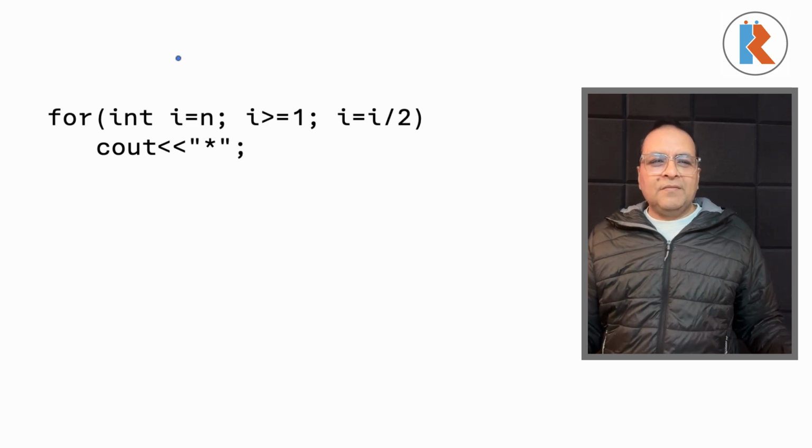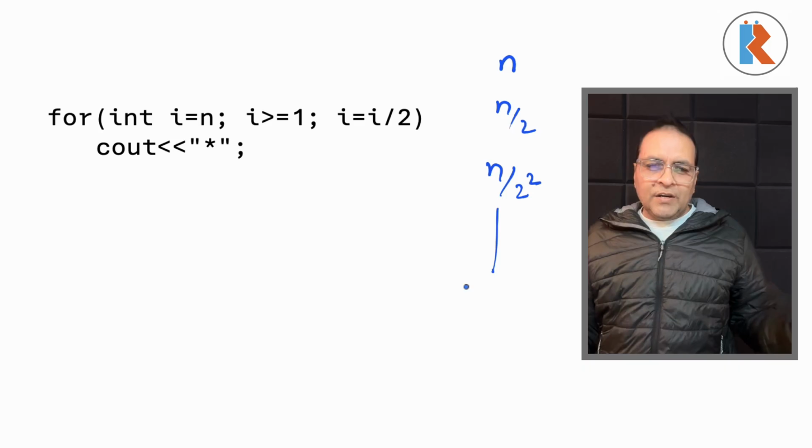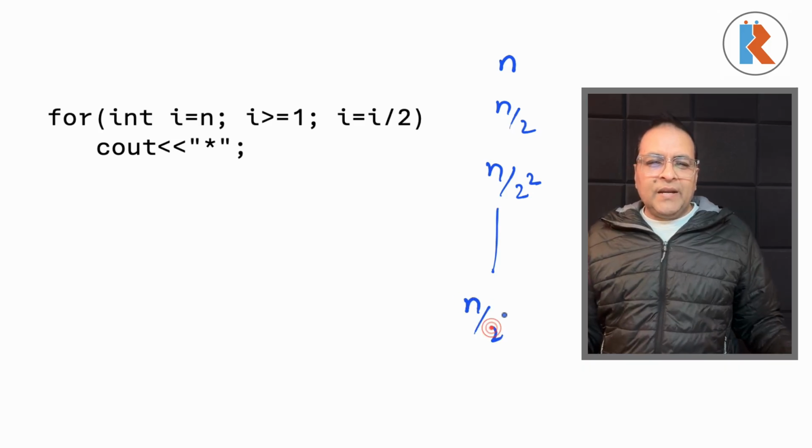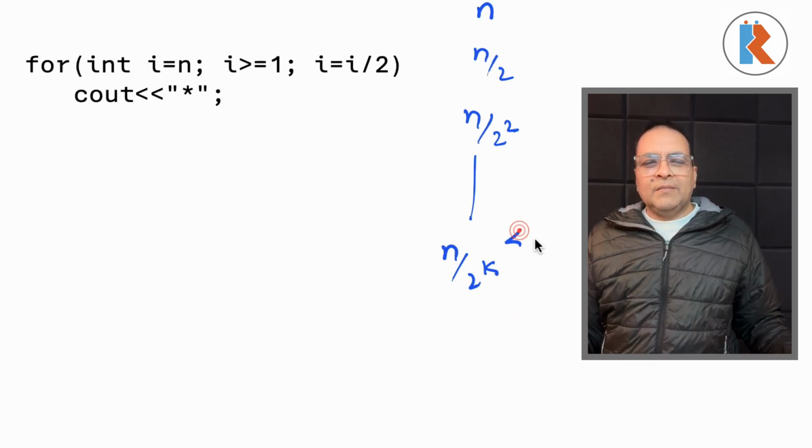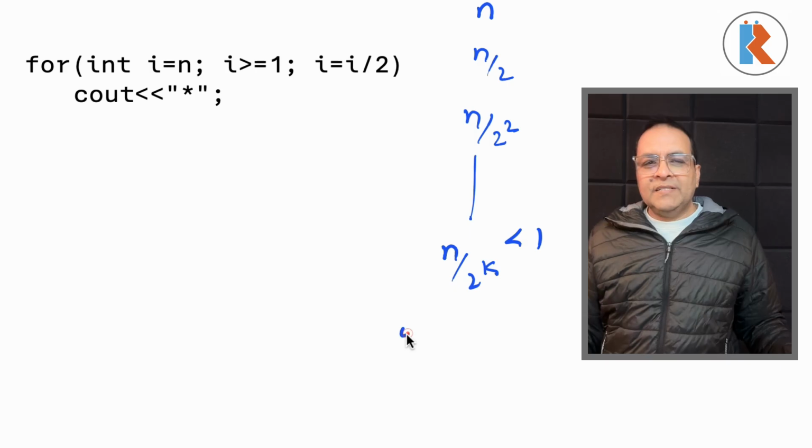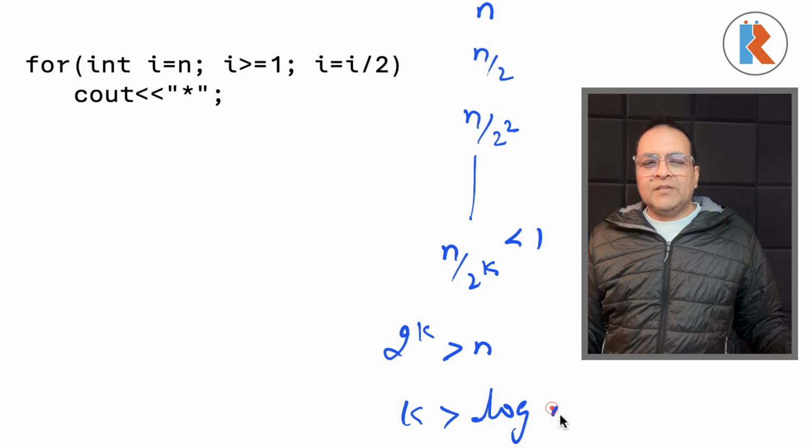So here we start with I is equal to n. And in the next iteration, the value of I will be n by 2. In the next iteration, the value of I will be n by 2 square and so on. So we keep on reducing I till n by 2 raised to the power k becomes less than 1, which means that 2 raised to the power k should be greater than n, or k should be greater than log n to the base 2.